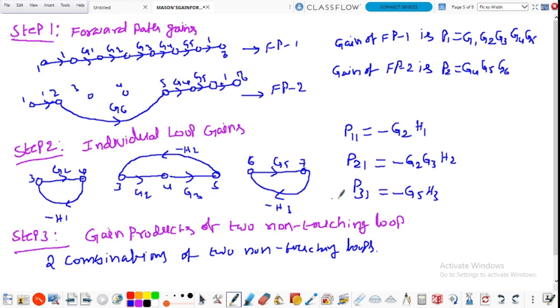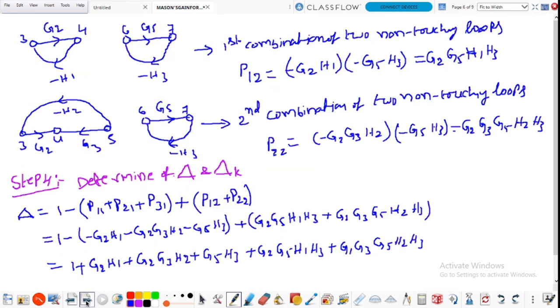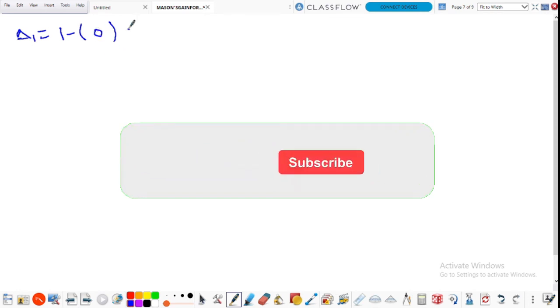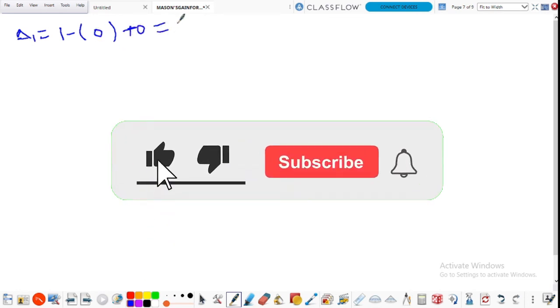Here, these three are the individual loops, and this is the first forward path. Now here all these three loops are touching this forward path. So there is no part of the graph which is not touching the first forward path. So therefore there is no sum of individual loop gains, and sum of gain products of two non-touching loops is also 0. So therefore this is 0 plus 0. Therefore delta 1 is equal to 1.